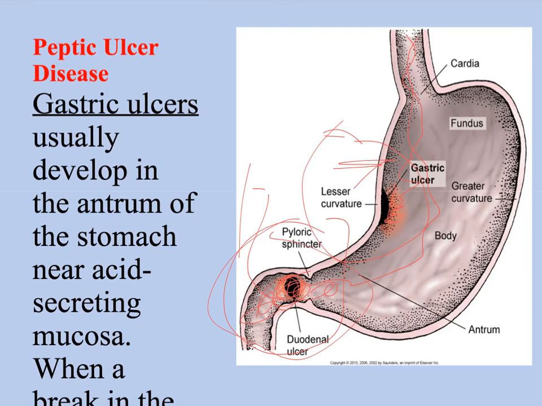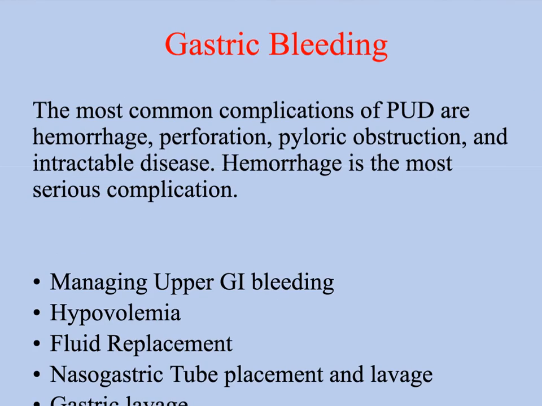They're treated very similarly, but you can differentiate it a little bit by just talking to the patients about when their symptoms occur and exactly where. The most common complication of peptic ulcer disease is hemorrhage, perforation.